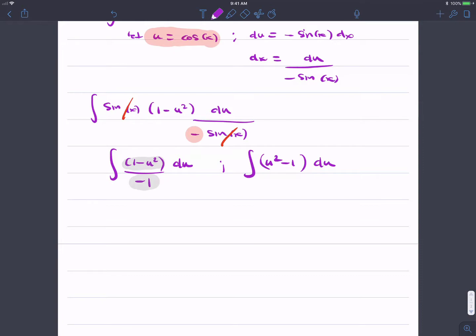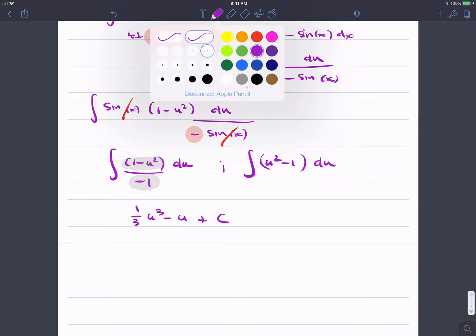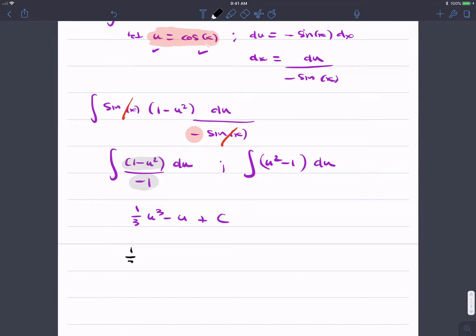So now I'm able to integrate. I'll have 1/3 u to the third power minus u plus c. Now let's go back and remember that u here is cosine. So my final answer here is going to be 1/3 cosine cubed minus cosine plus some constant c.